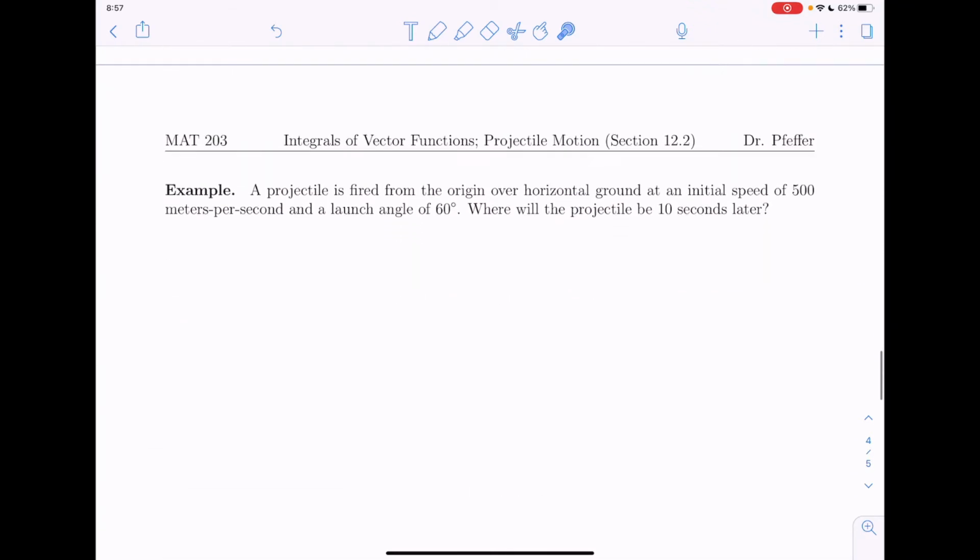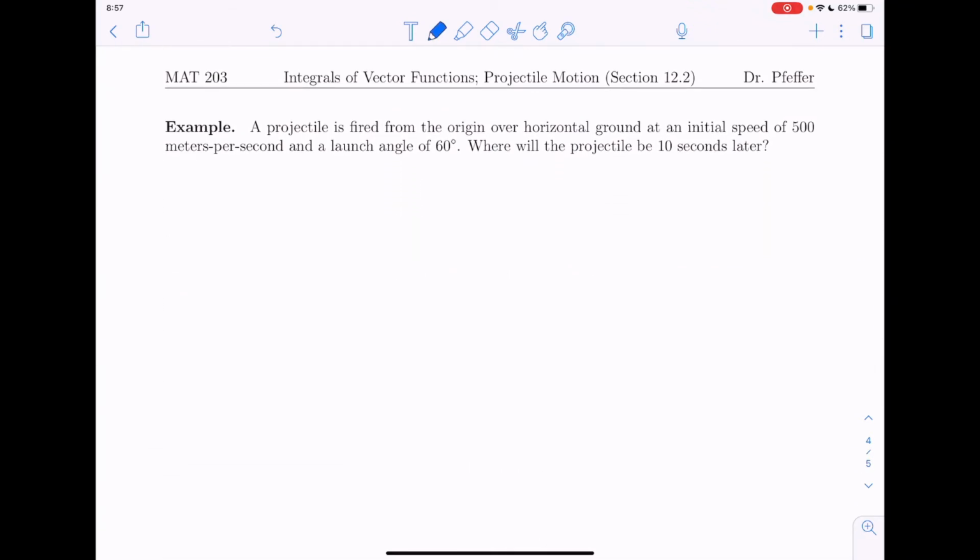So let's use this equation to do a quick example. Here we have that a projectile is fired from the origin over a horizontal ground, and the initial speed is 500 meters per second, and the launch angle is 60 degrees. And the question is, where will the projectile be 10 seconds later?